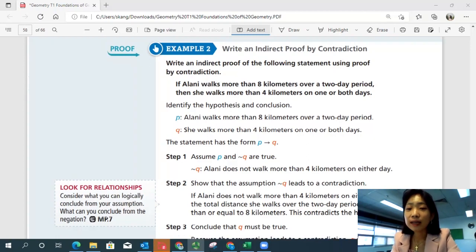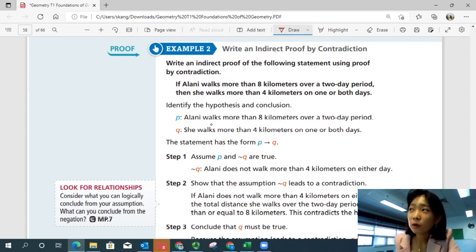Okay. If Eleni walks more than 8 kilometers over a 2-day period, then she walks more than 4 kilometers on one or both days. So first, you should identify the hypothesis and conclusion. P is the hypothesis: Eleni walks more than 8 kilometers over a 2-day period. And she walks more than 4 kilometers on one or both days would be our conclusion. So the statement has the form if P then Q, which is called the conditional statement.